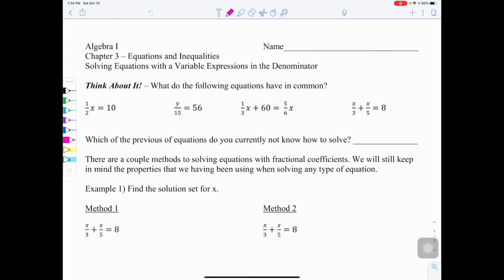Our next lesson is called Solving Equations with a Variable Expression in the Denominator. So we're going to start with a think about it. Please pause the video and think about what the following equations have in common. Once you're done thinking about that and think you have an answer, you can resume the video. Okay, think about it. What do the following equations have in common?